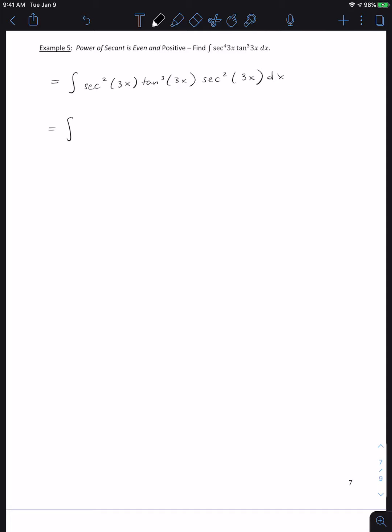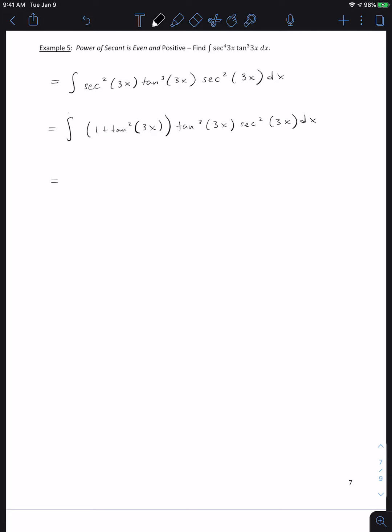So I convert this secant squared into a tangent. Remember, secant squared is equal to 1 plus tangent squared. And I just have to make sure that the inside of the function stays the same. So secant squared can be written as 1 plus tangent squared, and since that was 3x, the inside function of this has to be 3x. And then we multiply that times tangent cubed of 3x, and then secant squared 3x dx.